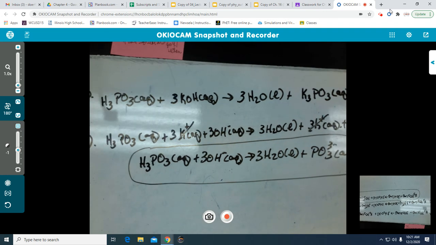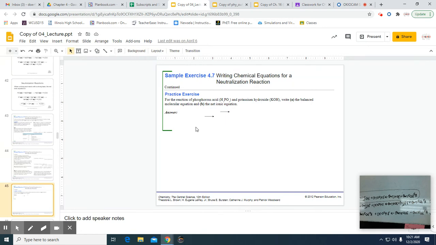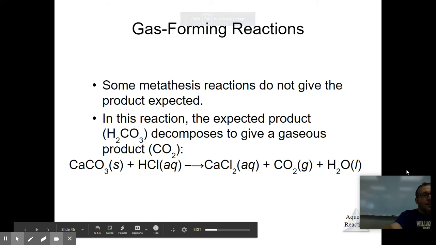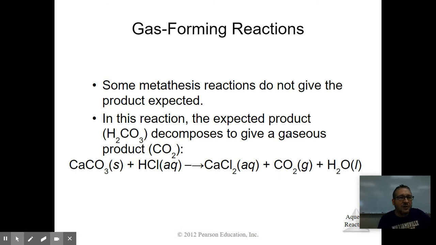So that is actually going to take us to the end. Oh, no, it actually doesn't. So I guess I'm going to talk to you about this. We don't talk a whole lot about this, but just so you know that some of these metathesis reactions don't always give us the products that we would expect to get.